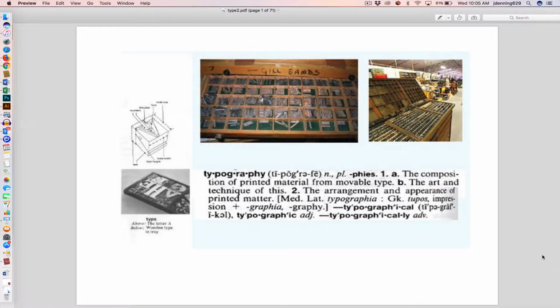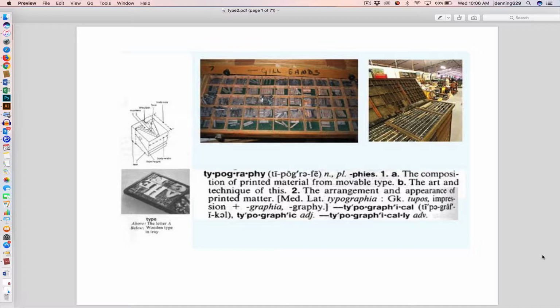So what is typography? Typography is the composition of printed material from movable type. The art and technique of this, the arrangement and appearance of printed matter. So I'm just looking at the definition of typography right now, but the images that you see surrounding the definition are actually images of the old letterpress printing method that was around for over 500 years before computers were invented.